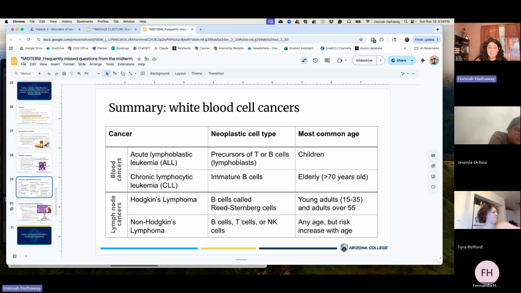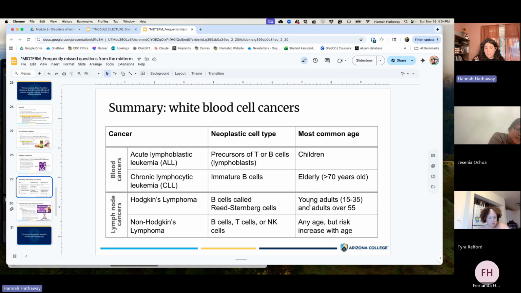These are sort of the most key things. So the type of cell that is affected, so they're all white blood cells, but what type of white blood cell? So for ALL, it's T cells or B cells. For CLL, it's B cells. Hodgkin's lymphoma, it's also B cells. Non-Hodgkin's, it's B, T, or NK cells.